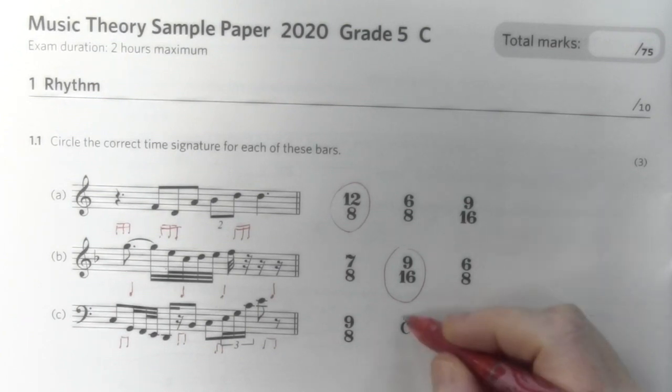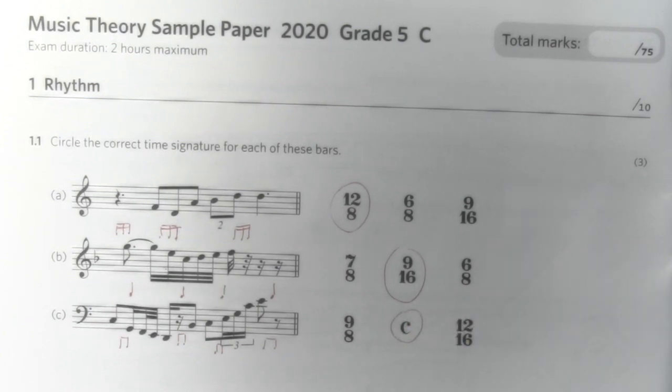So our answer is 4/4. Common time, this. I hope this makes it easier. Let me know if not. Now I move on to the second question relating to rhythm.